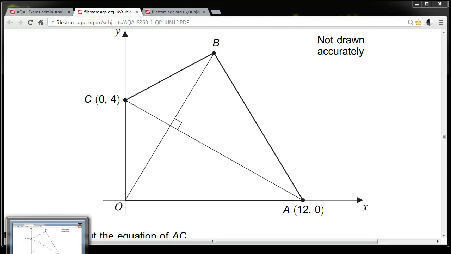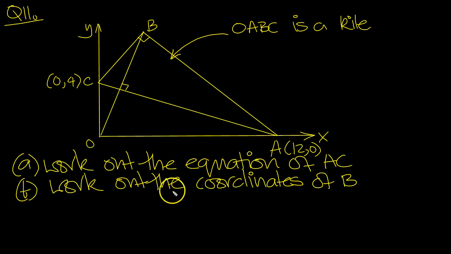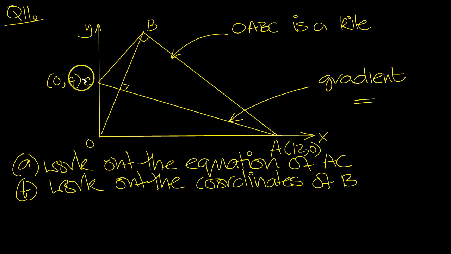Okay, let's have a look at this then. So I've got the question summarized here. The equation of AC first then. What's the gradient? So let's work out the gradient of this line. The increase in y, it goes from 0, take away 4, so it goes down 4 basically. The increase in x, it goes from 0 up to 12, so 12 take 0 is 12. So the gradient is minus 1/3.